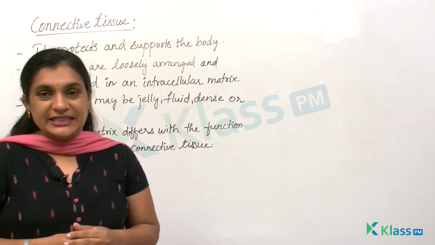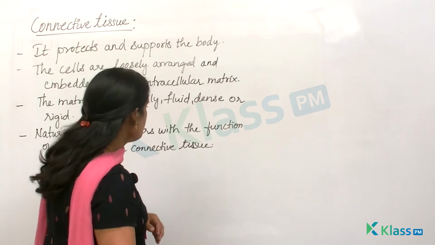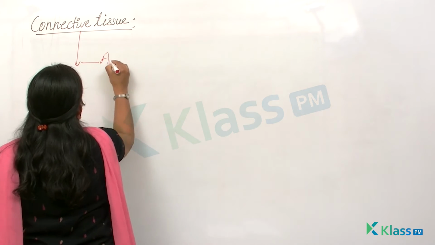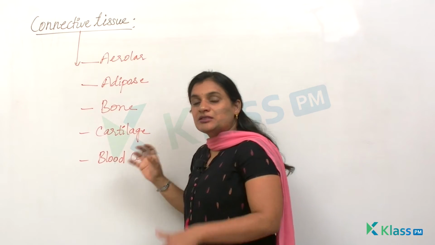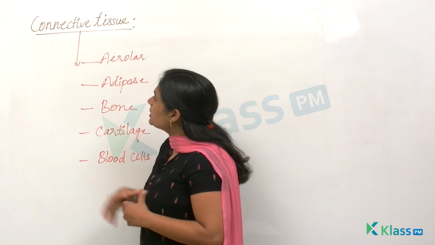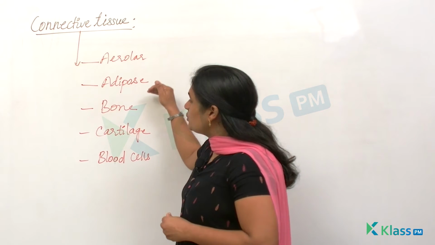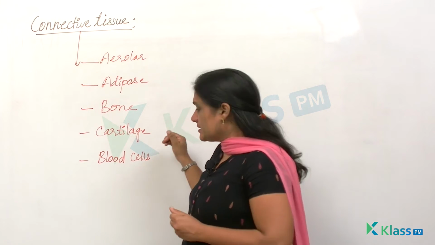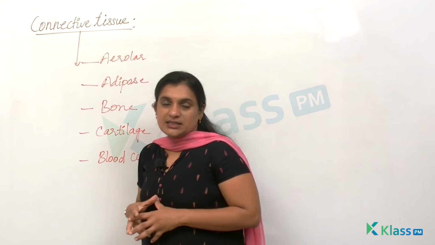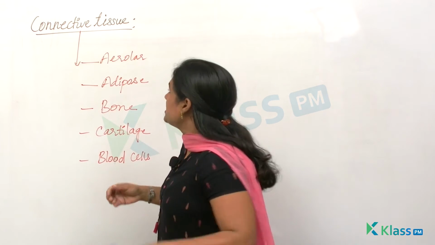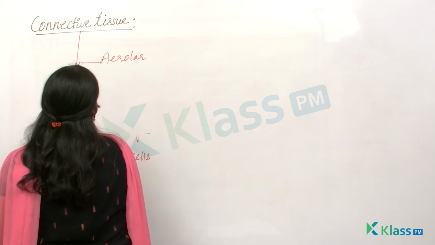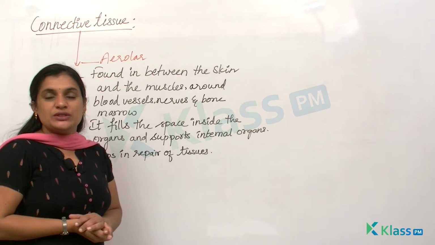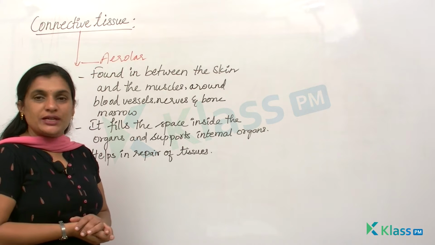Now let us learn in detail the different types of connective tissues. Connective tissue can be broadly categorized as areolar tissue, adipose tissue, bone tissue or bone cells, cartilage and blood cells. Now let us learn in detail about each of these connective tissues. First, let us begin with the first type, areolar tissue.